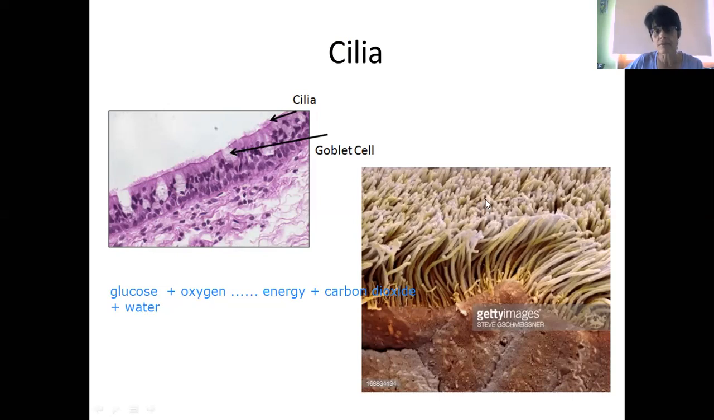And this photograph, or micrograph, is taken using an electron microscope. So there's part of one of the cells lining the trachea or wherever, the nasal cavity, and these are the little cilia that sweep along to help get dust-laden mucus out.